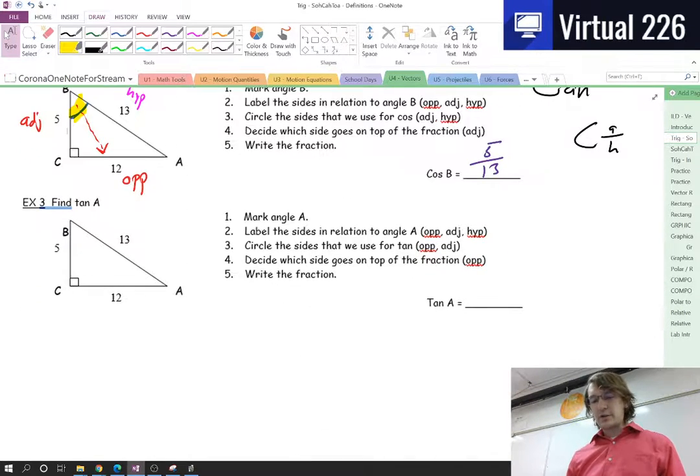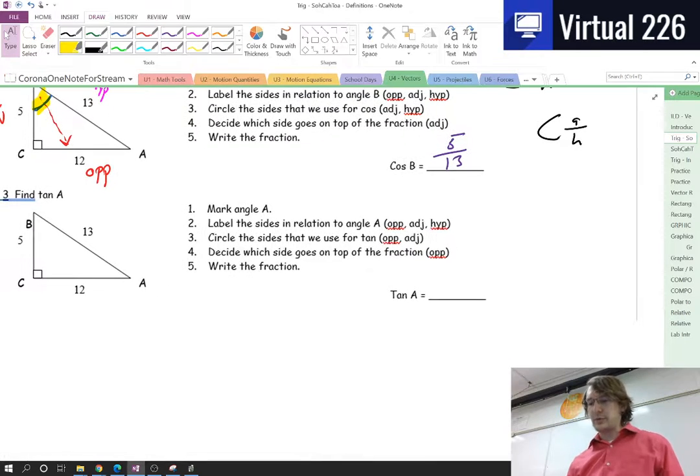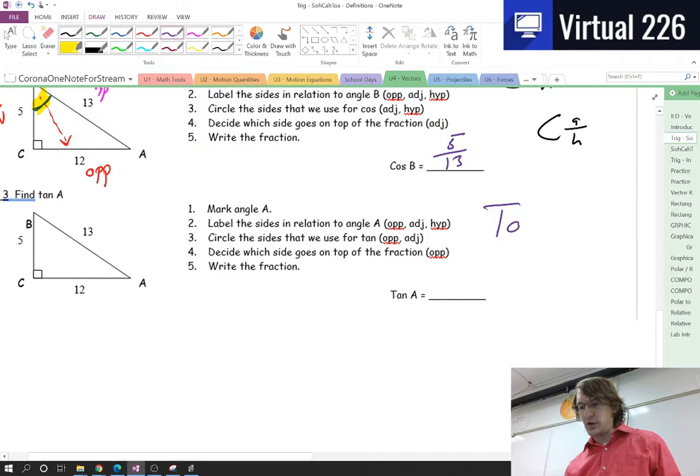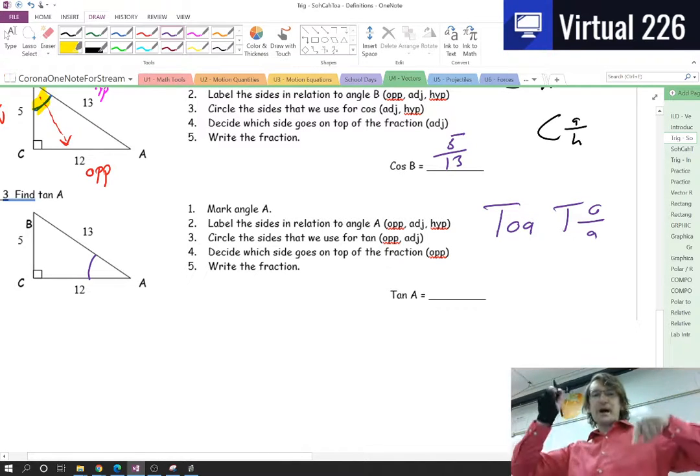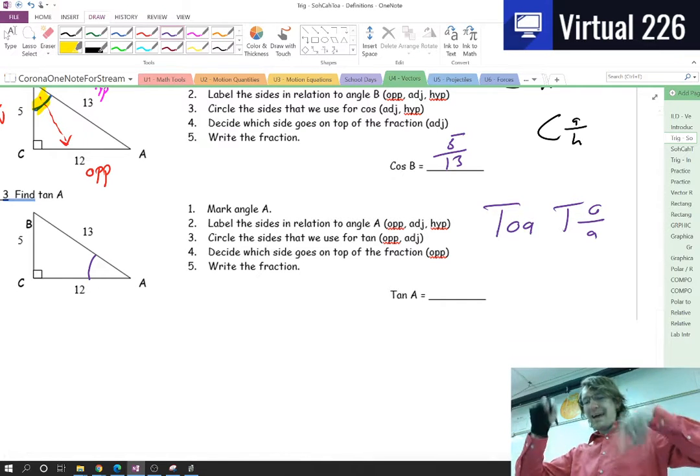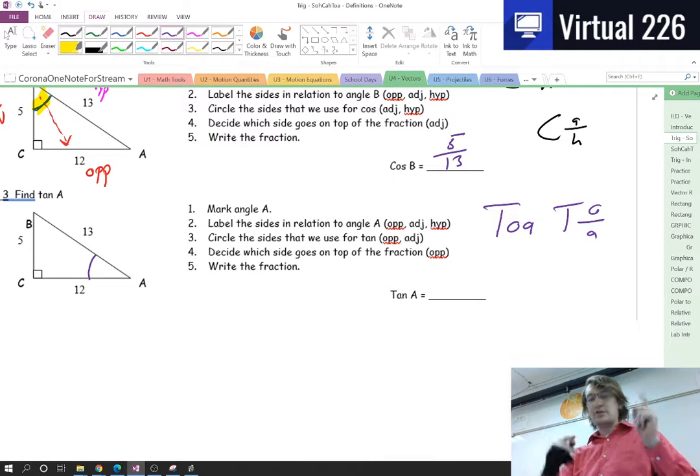Why don't you try this with tangent, using what we know from the examples before. So tangent is TOA. Try to work that out. Try looking at this angle here, angle A, and seeing if you can write out what the value of tangent would be. So pause this video, try it out. Why haven't you paused yet? Oh, you just unpaused. Cool.